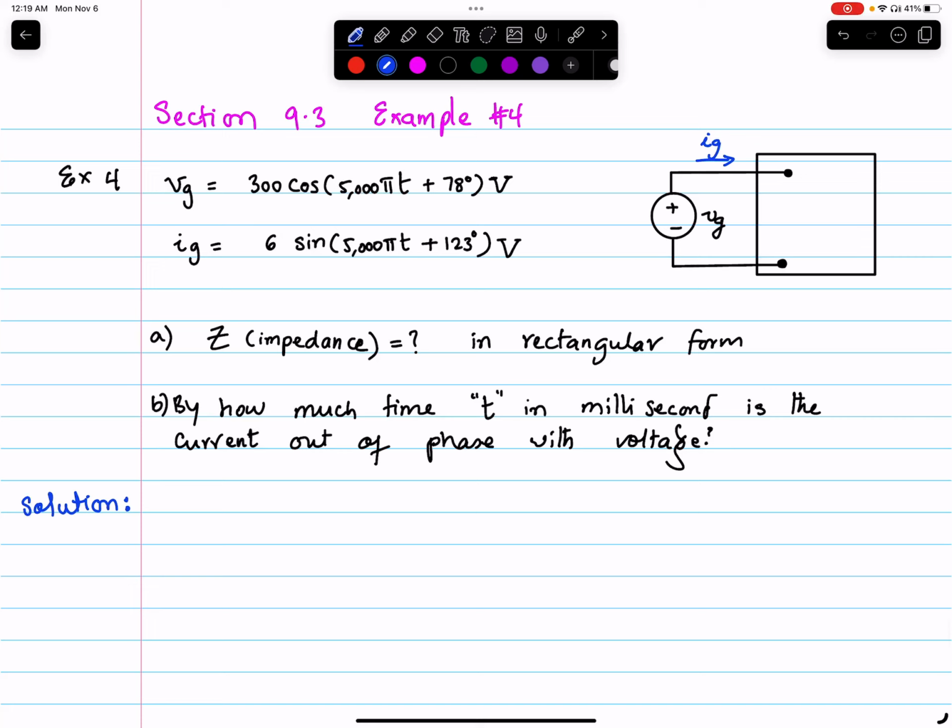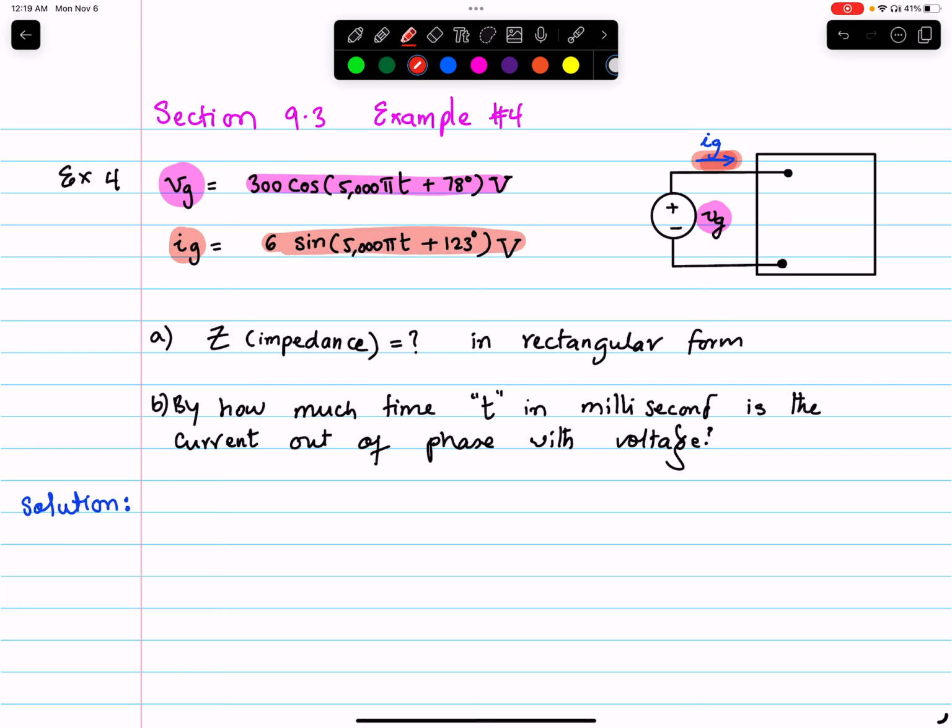Example problem number 4. We are given a circuit that looks like this, and then the expression for the voltage. A voltage is being applied to the circuit. That voltage expression is given. Similarly, a current is going into the terminals of the circuit. The expression for that current is given.